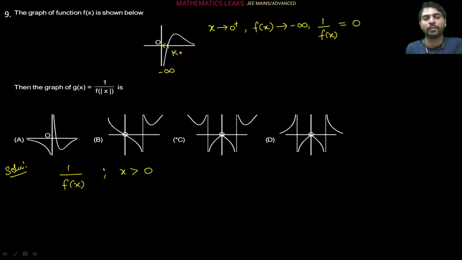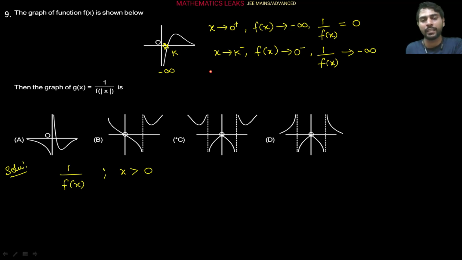Let's suppose I name it k. So let's take when x is approaching k from the left side. Then f(x) will be approaching 0 from the left side, which means it will be a very negligible negative value, like this. So 1 upon f(x) will be approaching minus infinity, everybody.